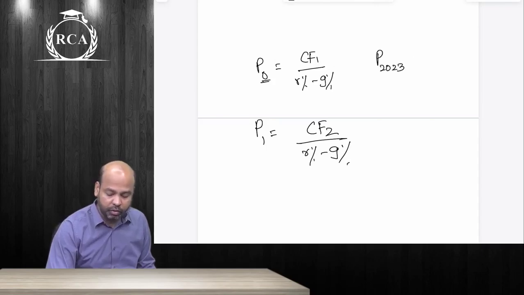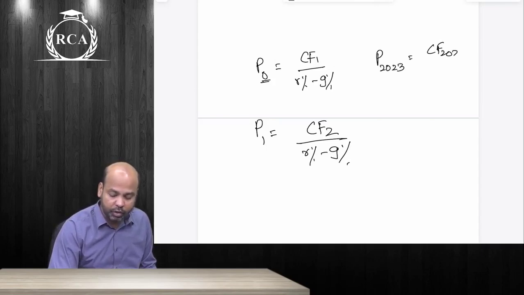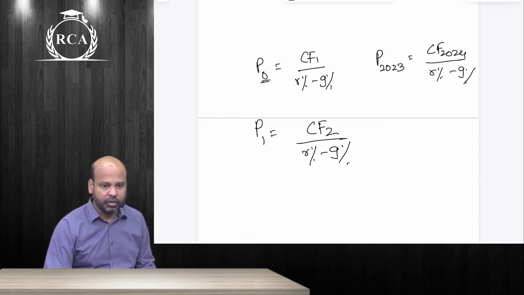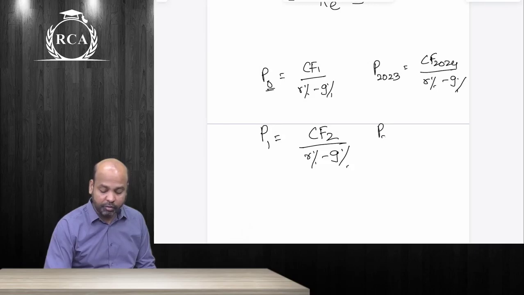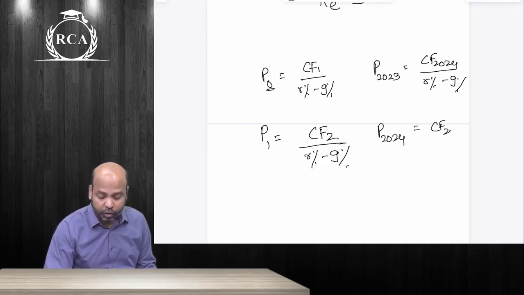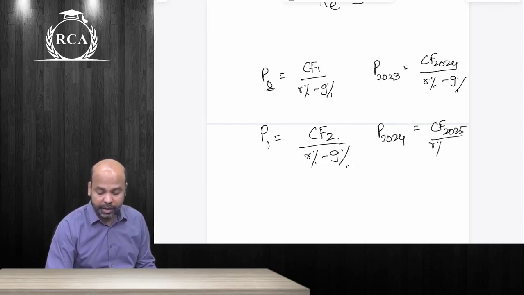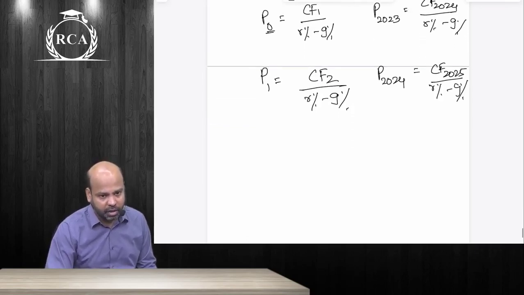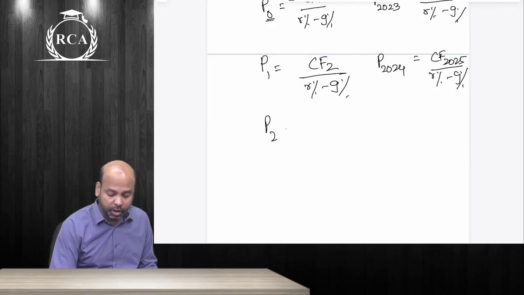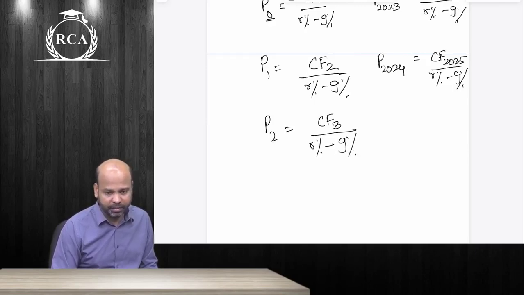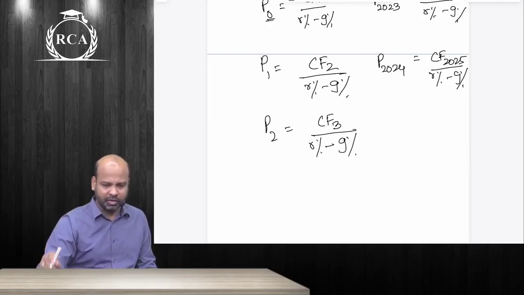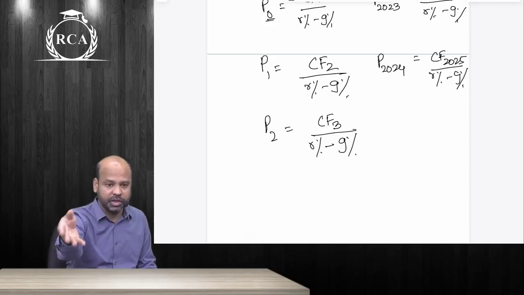Price 2023, will that become cash flow of 2024 divided by r percent minus g percent? Yes or no? एक साल बाद when you are valuing, say P2024, won't that become cash flow of 2025 divided by r percent minus g percent? When you are valuing it again after one more year, P2, what will you write? CF3 divided by r percent. Whenever you are valuing, beta, you're supposed to take cash flow from which year?